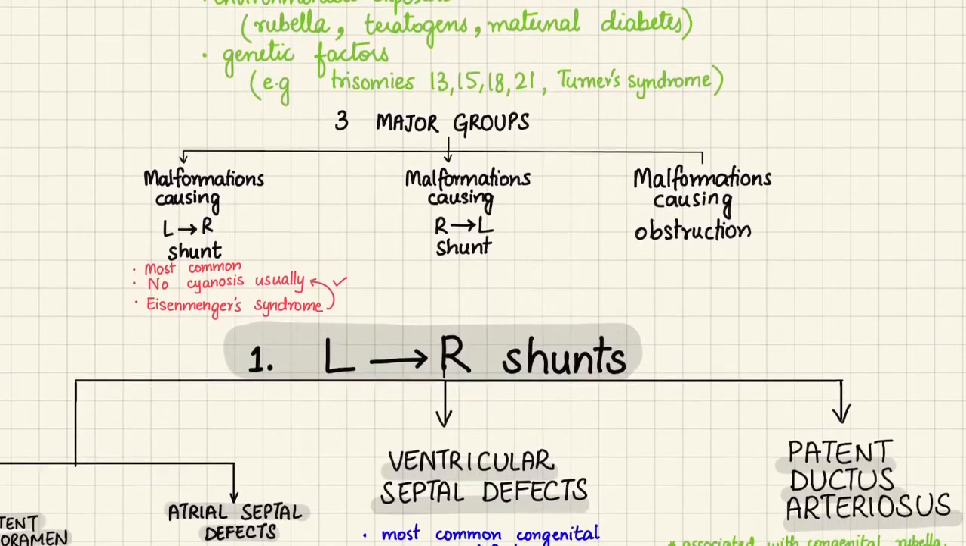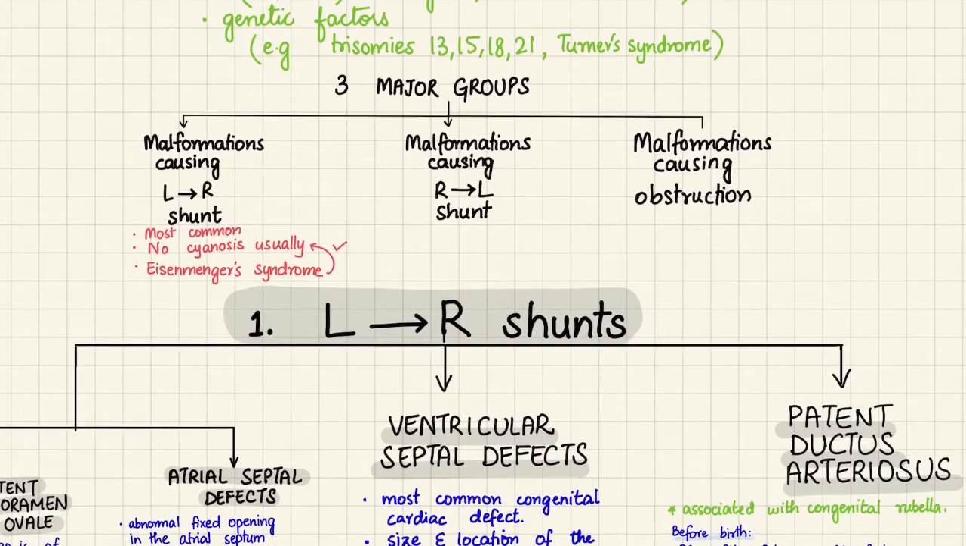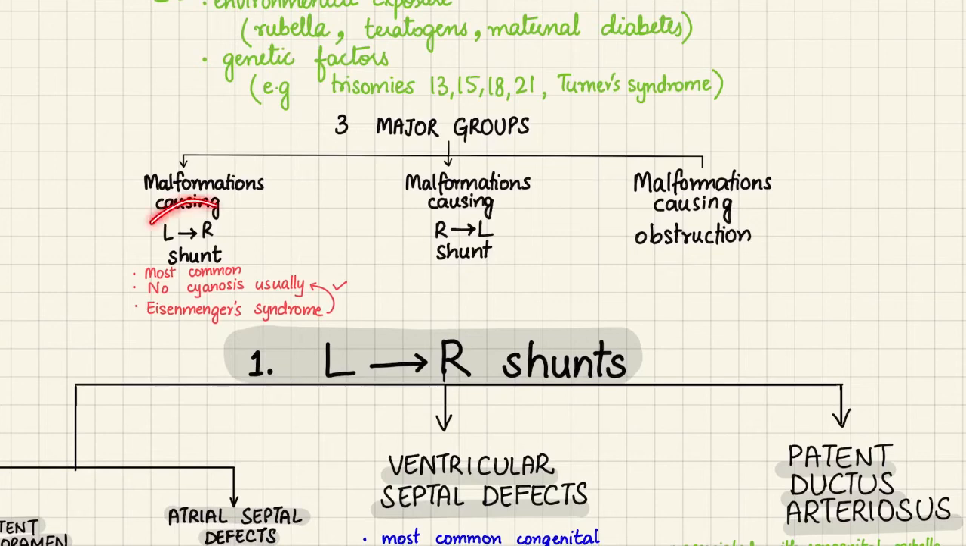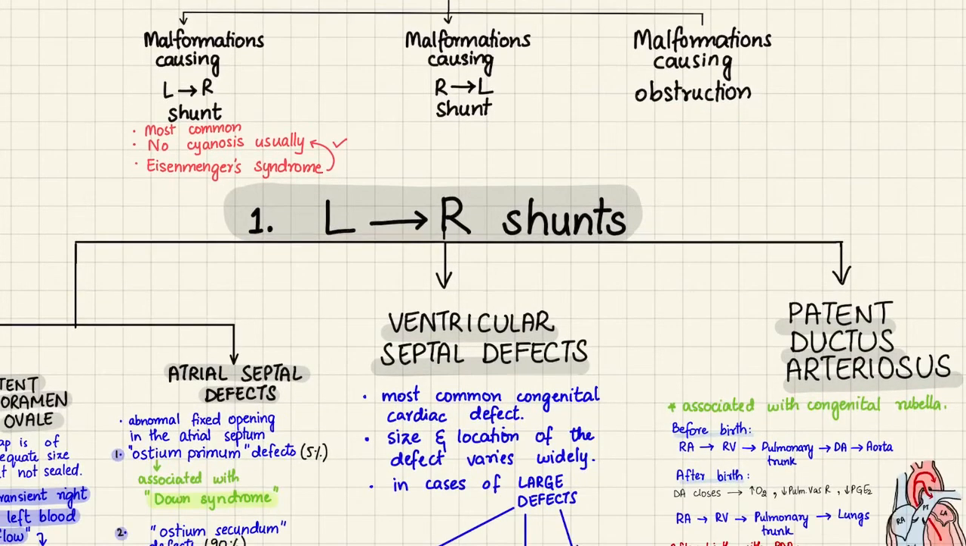Now, we can classify these defects on the basis of a criteria, that is, if they cause a left to right shunt, if they cause a right to left shunt, or if they cause obstruction of vessels. First of all, we're going to see the left to right shunts. Now, one thing to remember about them is that they're the most common congenital heart disorders. They do not usually cause cyanosis, but their main complication is going to be Eisenmenger syndrome.